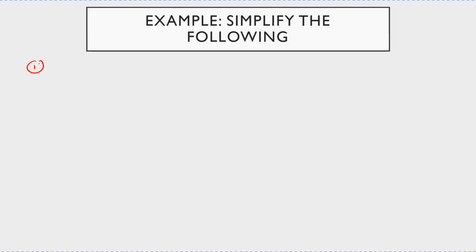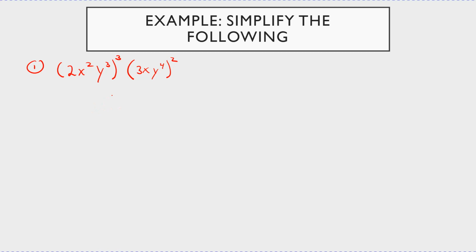So here's the first problem. Let's simplify 2x squared y cubed, all raised to the 3rd power, times 3x y to the 4th power, squared. All right, so there's a lot going on here.